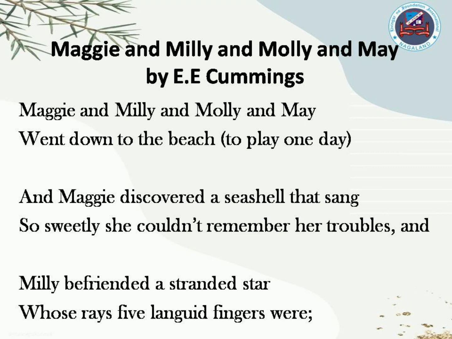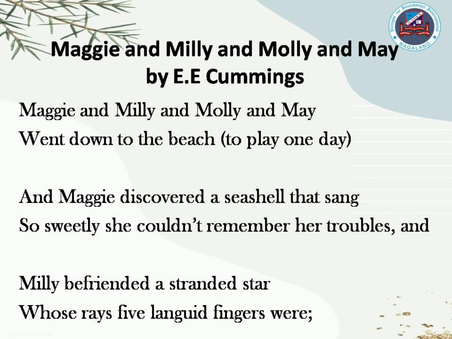Now let's look at the second and third stanza. And Maggie discovered a seashell that sang so sweetly she couldn't remember her troubles. And Millie befriended a stranded star whose rays five languid fingers were. So here, in the second stanza, Maggie discovered a seashell that sings all her troubles away. In other words, she could hear the ocean and the sweet sound took away all her worries. She experienced the joy of relaxation there at the beach.